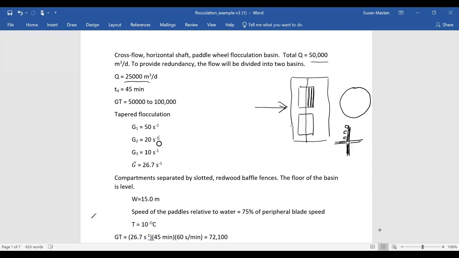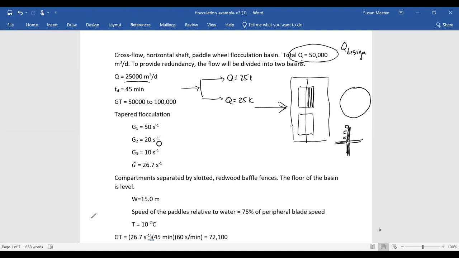Now, we have a total flow rate. So this is our design flow rate. We need to provide redundancy. In this case, what I'm doing is dividing the flow into two basins. The Ten State Standards require that I have to be able to produce water with one treatment train out of service, or one unit out of service.